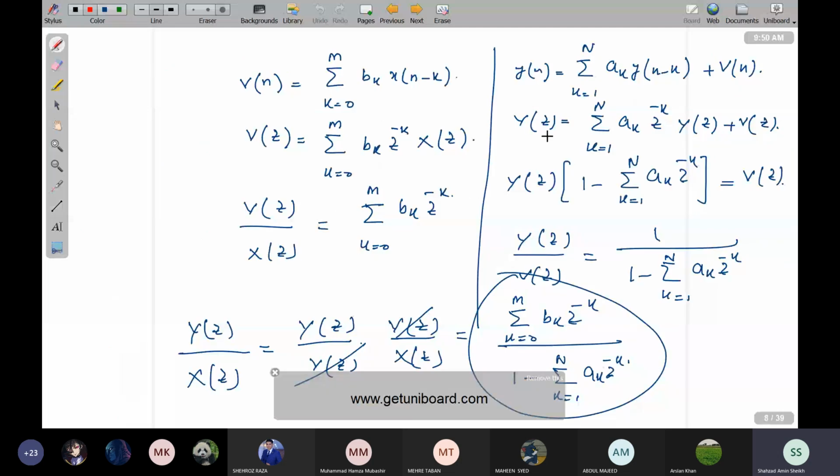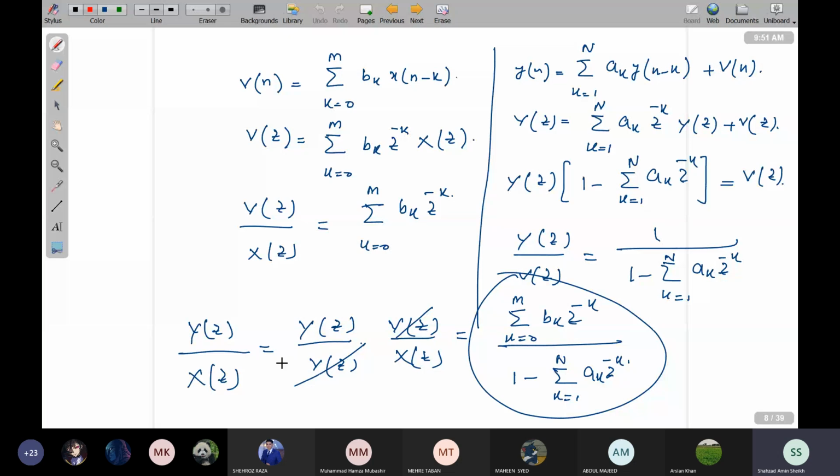So here Y(z) would be equal to sum over k = 1 to N of a_k z^(−k) Y(z) plus V(z), and if you are interested in Y(z) over V(z), that is equal to 1 over 1 minus sum over k = 1 to N of a_k z^(−k).